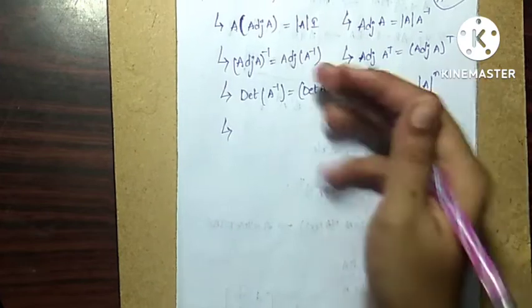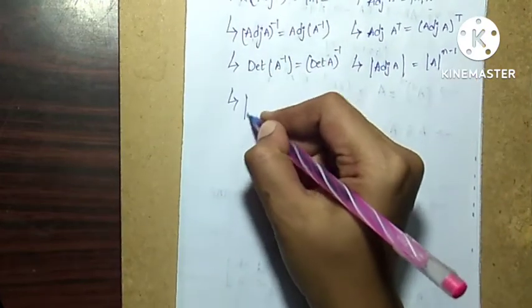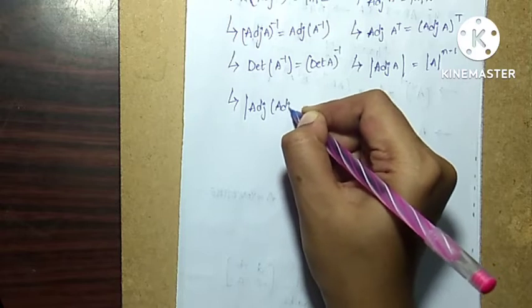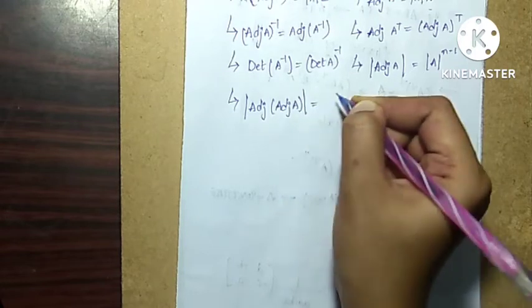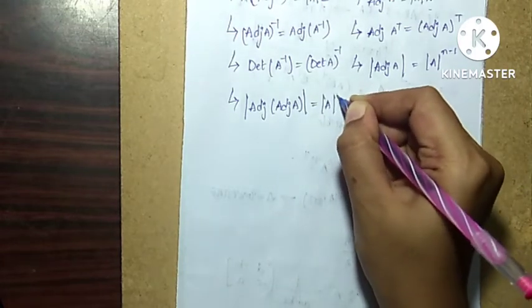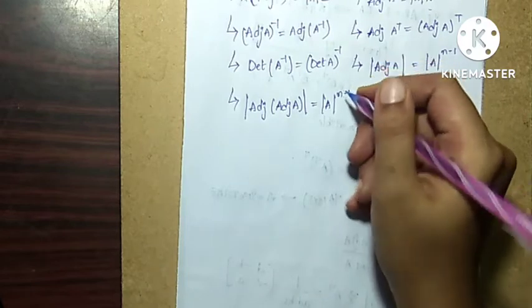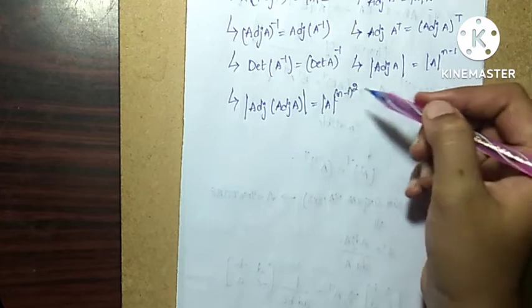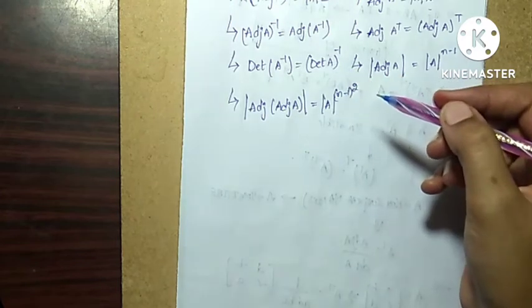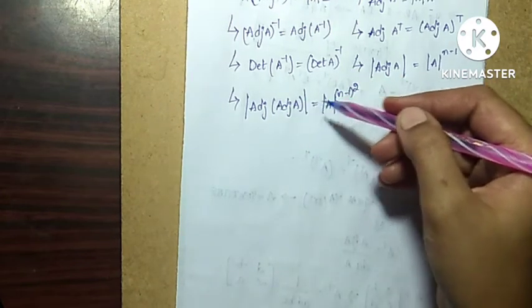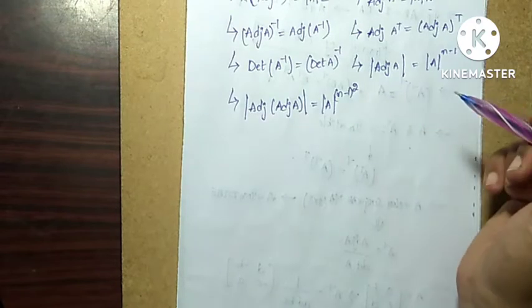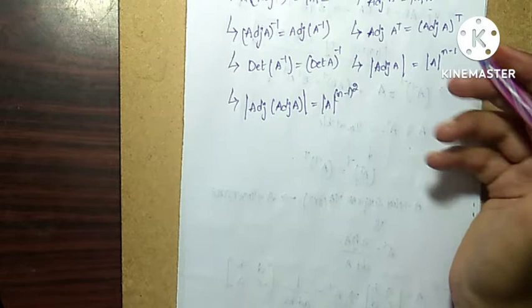Next, our seventh condition is mod of adj of adj A is equal to mod A to the power of n minus 1 whole square. Adj of adj A, we have to read this, then that equals mod A whole to the power of n minus 1 whole square.